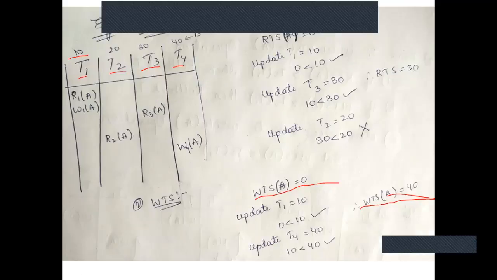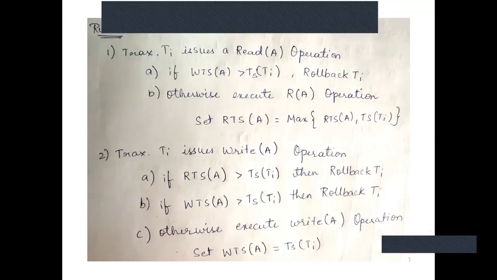After that, we have seen how to assign the values for read of A and how to assign the values for write of A. The initial value of read of A and write of A is always 0. Next, we have seen the rules. If we are performing a read operation, then we have to check the timestamp of write. If it is greater than TS of TI, then roll back. Else, find the maximum of the read timestamp and TS of TI and set the value.